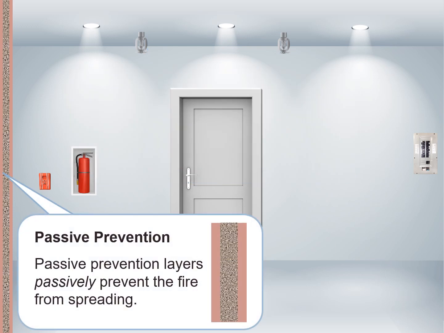Passive prevention layers passively prevent the fire from spreading. Passive fire protection includes rated construction, fire barriers, fire walls, and other construction features that do not require mechanical or human intervention to perform their function. It also includes distance requirements implemented to ensure that buildings are constructed at a safe distance from one another. These features have proven very effective, but require regular inspection to be sure that they haven't been compromised.